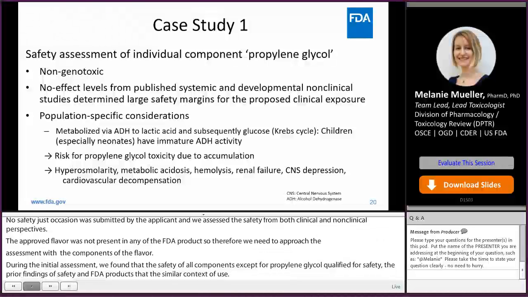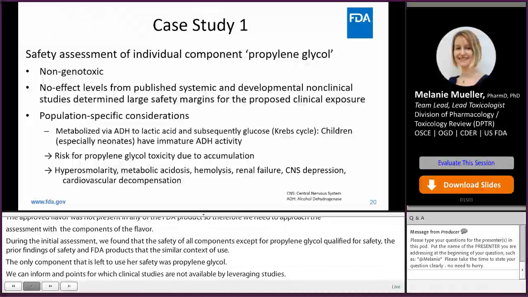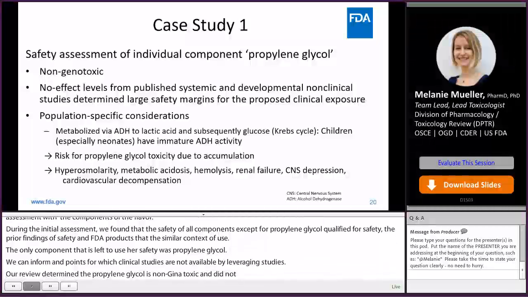During PharmTax review, we can inform endpoints for which clinical studies are not available by leveraging in vitro and in vivo studies. Our review determined that propylene glycol is non-genotoxic and that no effect levels from published systemic and developmental non-clinical studies determined a large safety margin for the proposed clinical exposure. However, we had to make population-specific considerations. Remember, this product is indicated in neonates and older.